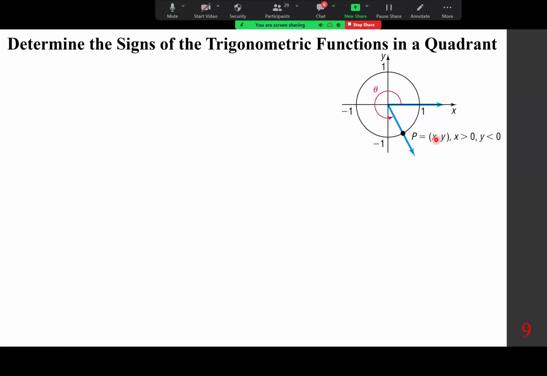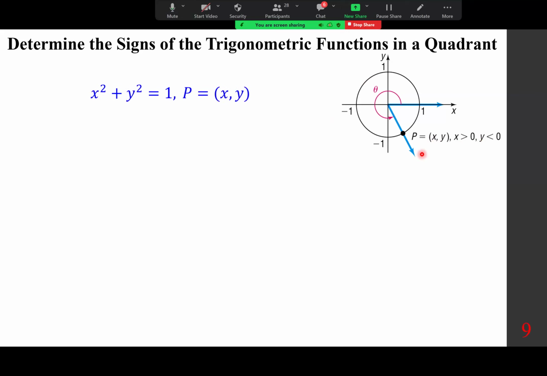Whereas here in the fourth quadrant, x is positive. That means cosine is positive. Y is negative. That means sine is negative. And the same thing follows as far as the rest of them are concerned. Tangent, by the way, secant and cosecant. Secant follows cosine and cosecant follows sine. Tangent and cotangent, both of them are positive here and here, negative in these two.